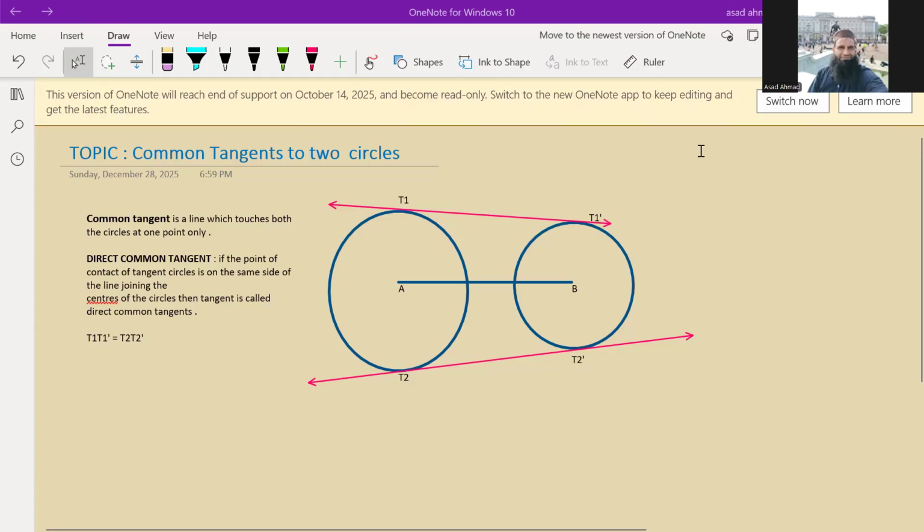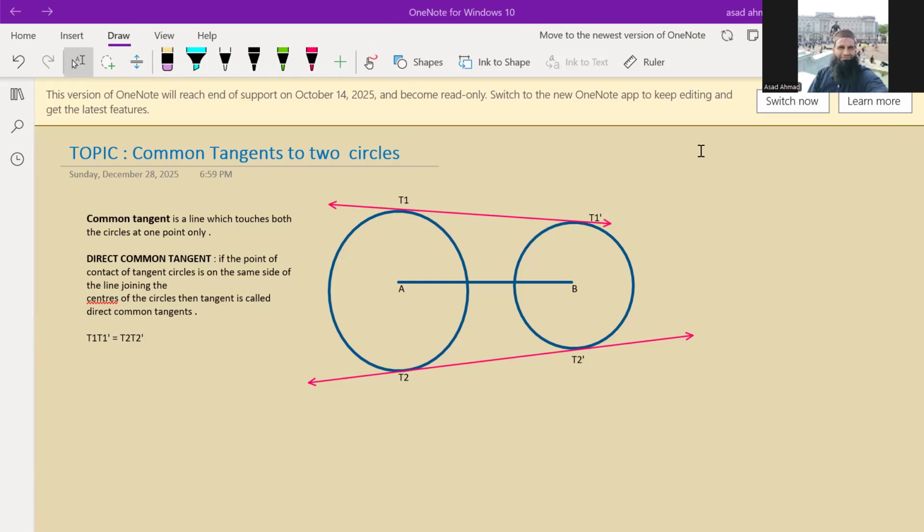Dear students, in this lesson we will learn what is meant by the common tangent. A common tangent concerns two circles whose centers are at a certain distance, for example 10 centimeters apart, and we draw two circles of different radii. As you can see in the diagram, the blue circles are visible, and the line segment AB is the distance line between the centers of the two circles.